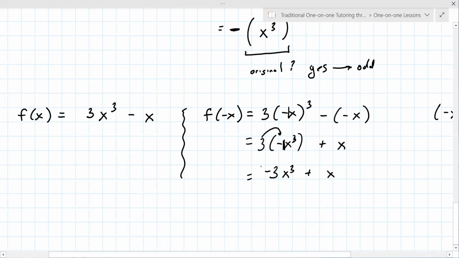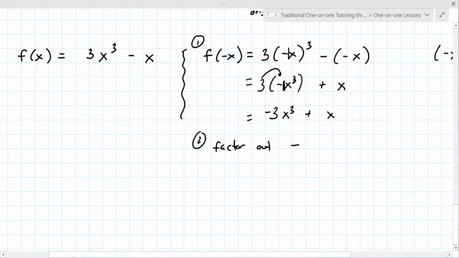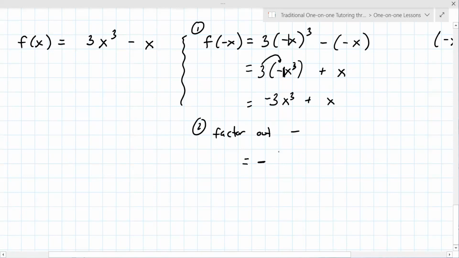But you would know that it's not even, because if I said, hey, is this the original, Emma? Does this look like the original? You would say, no, it's not the same. It's got to be exactly the same. So that's step 1. What is step 2? It's to factor out a negative. So what does that look like here? Well, you're pulling a negative out of both of these terms. So it's 3x cubed minus x. The negative becomes positive, the positive becomes negative.